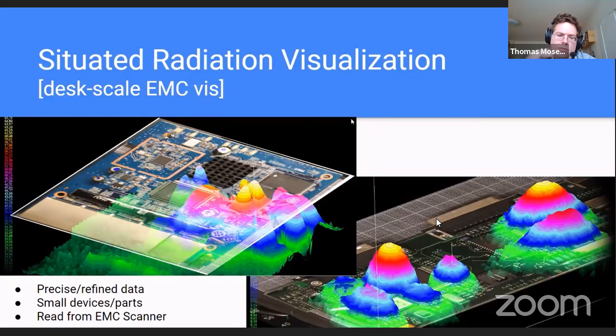The first, we named Desk Scale EMC VIS. This one uses the data read from EMC scanners and places them over and around small electronic parts and devices. For this, we intend on using computer vision frameworks such as the Vuforia engine to identify the component being analyzed and select its dataset to be rendered in augmented reality.